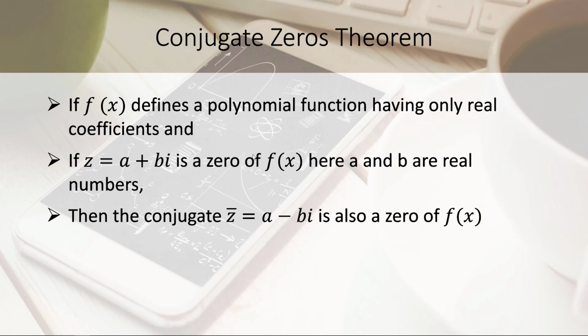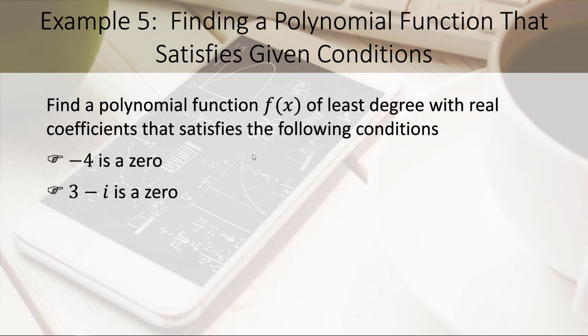And how do we use this? Well, check this example out. Here we want to find a polynomial of least possible degree with real coefficients that satisfies these conditions. If it's going to have real coefficients, and if it has least degree, we want to have as few zeros as possible. Here we have 1 zero, that's x minus 4, times something else. We have no idea what that is yet. And it's also going to be a factor of this particular 0. But remember, if 3 minus i is a 0 and we have real coefficients, then 3 plus i, its conjugate, must also be a 0.